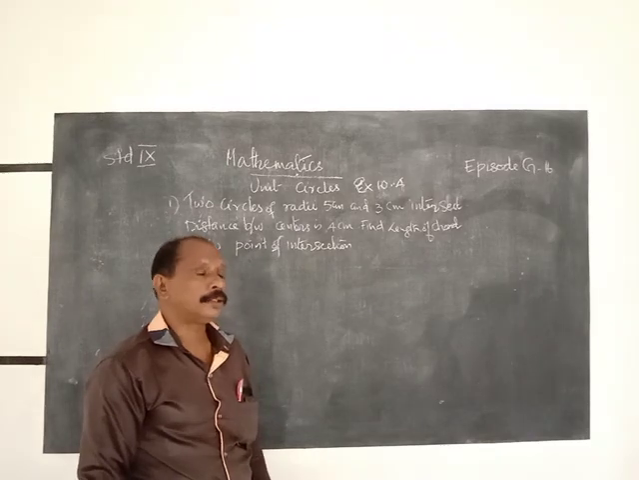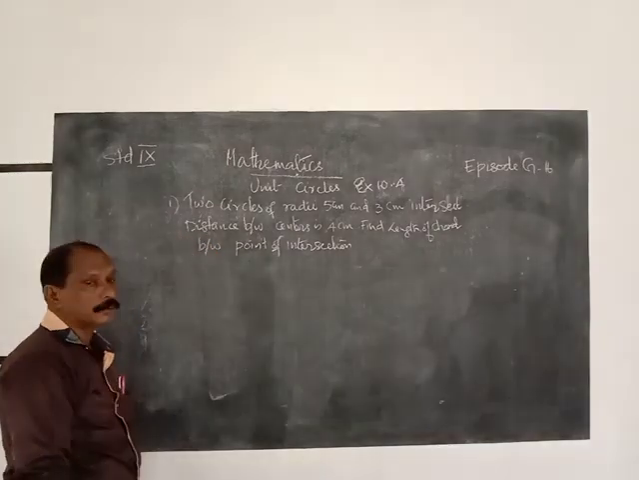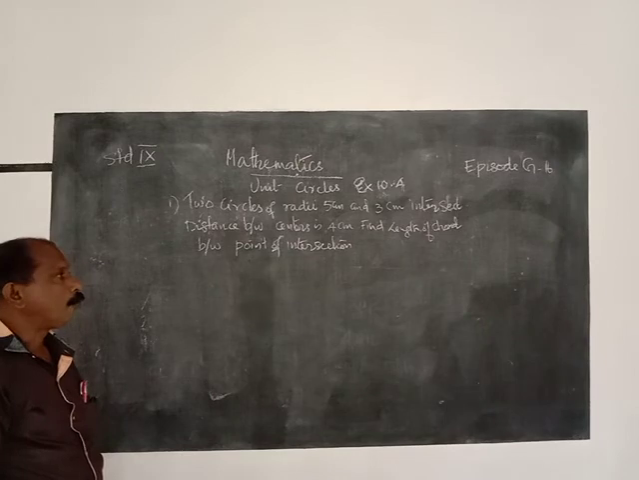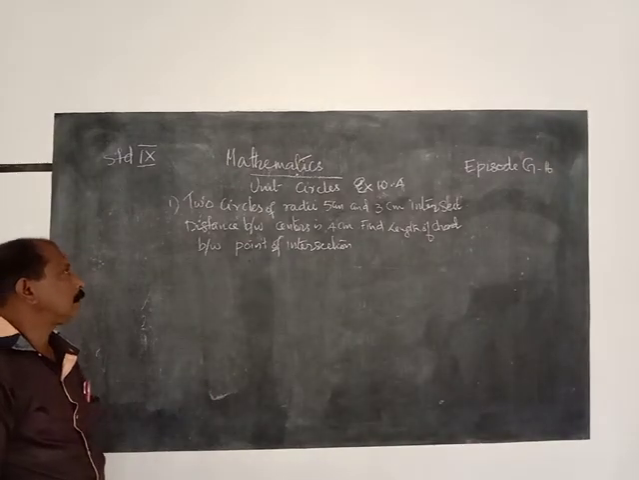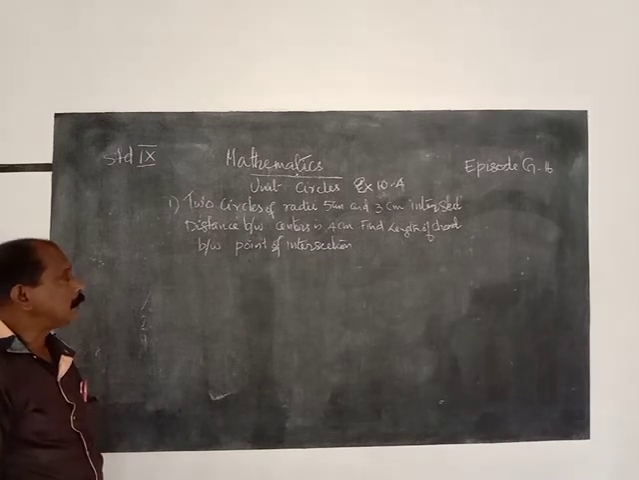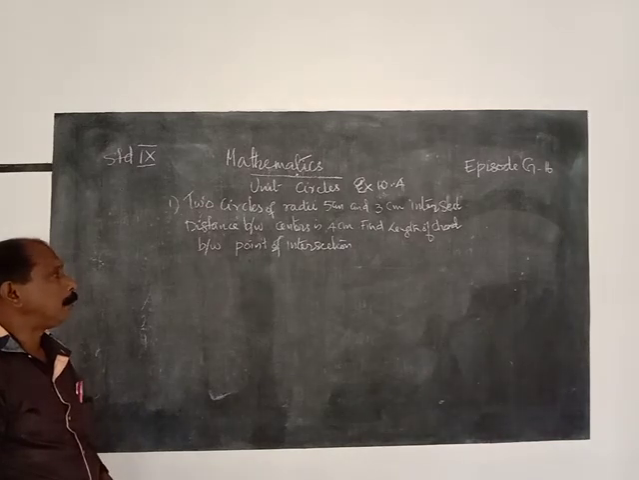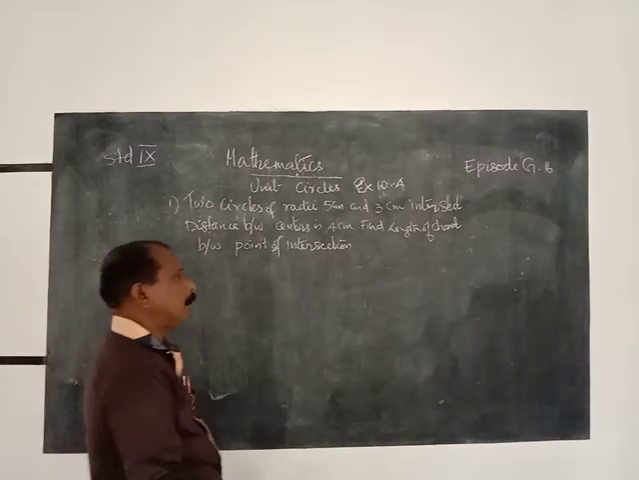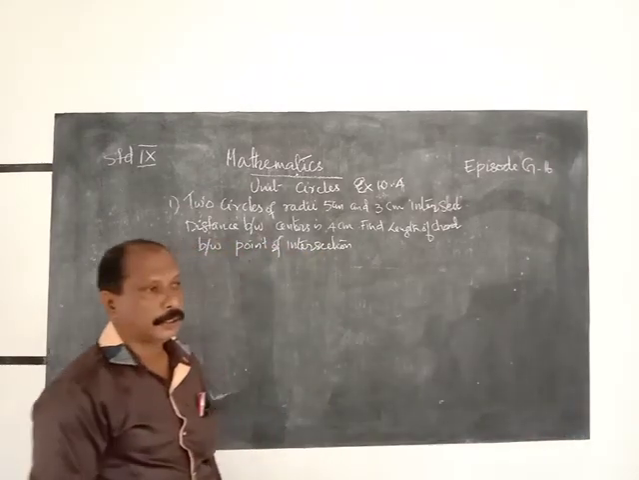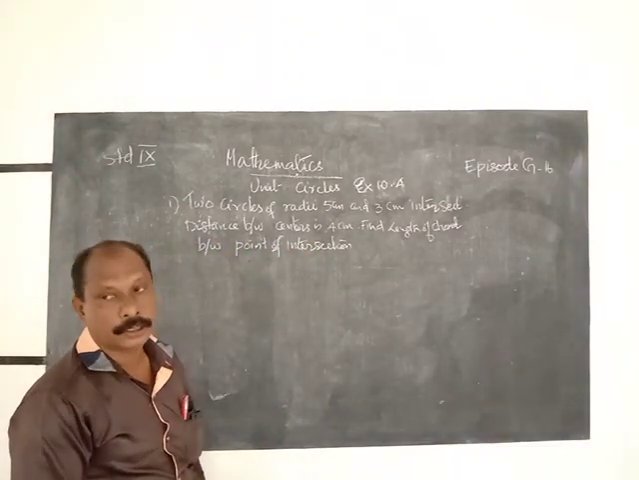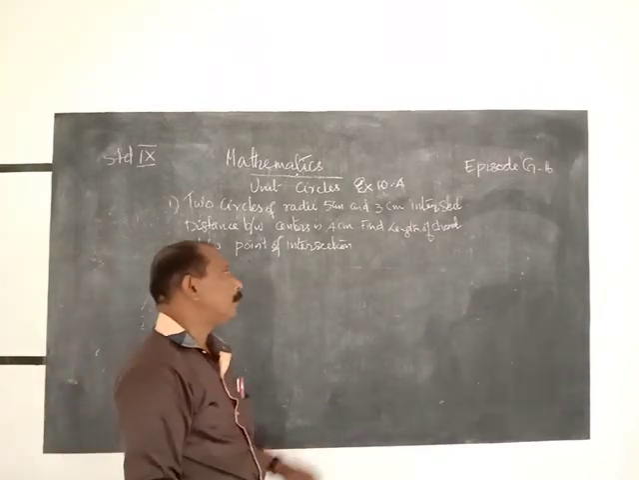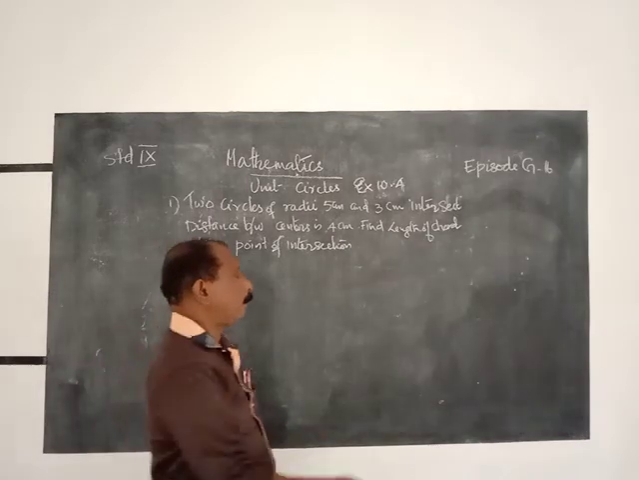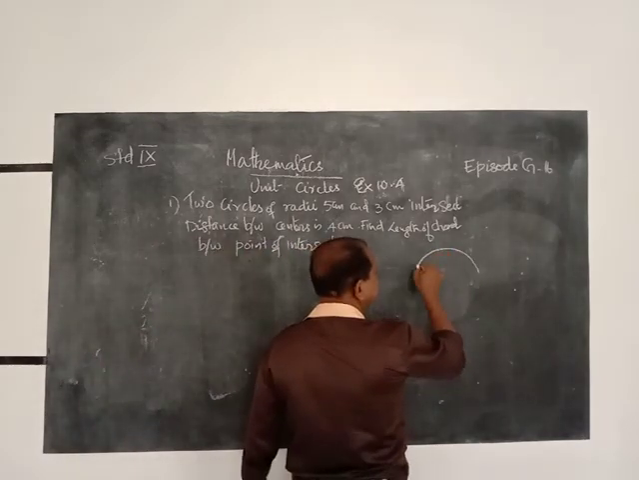The first question is: two circles of radius 5 cm and 3 cm intersect. The distance between the centers is 4 cm. Find the length of the chord between the points of intersection. That means there are two circles, one with 5 cm radius and another with 3 cm. Therefore, the large circle is the circle with 5 cm and the smaller circle has 3 cm. Therefore, we draw the circles.